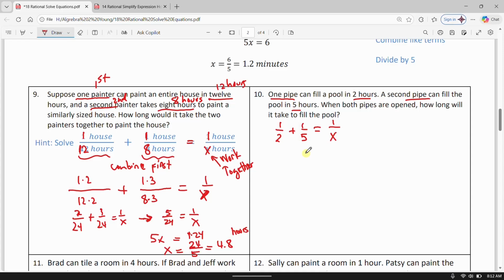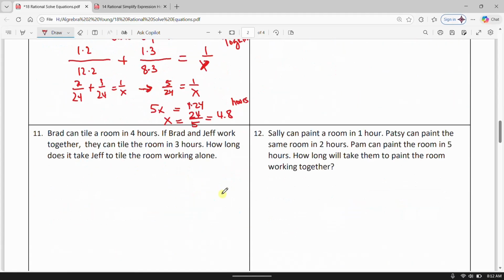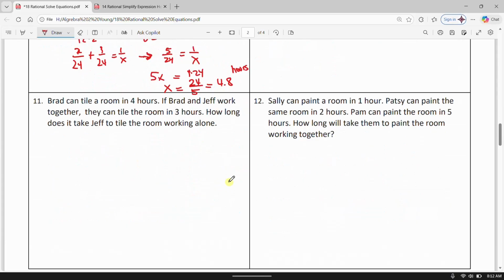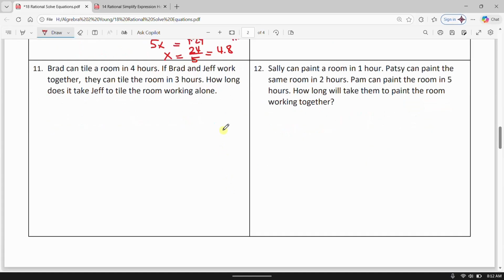And then you're going to solve an equation just like you did over here. So you need to try that on your own. What about this? Number 11: Brad can tile a room in 4 hours. If Brad and Jeb work together, they can tile the room in 3 hours. How long does it take Jeb to tile the room working alone?